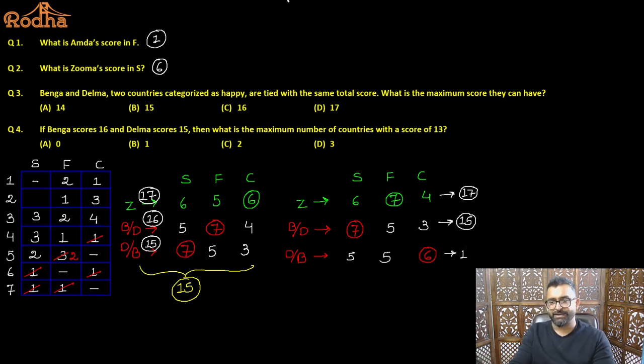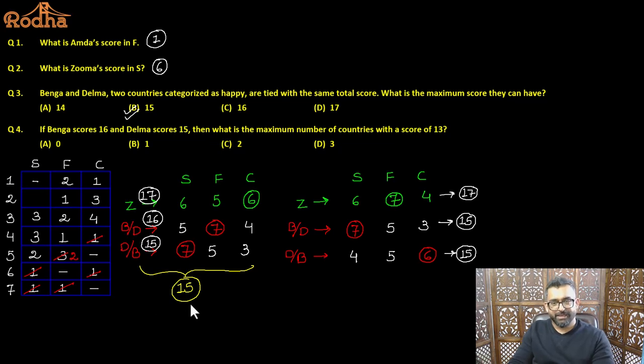how do I make 15 here? This is 6. This is 6. This is 5. Let's say this is 5. 6 plus 5, 11. I can say 4. That is 15. Perfectly all right. I can make 15 in numerous ways, but the maximum score of both the countries can be 15. So the answer to question number 3 is B, Bombay, 15.